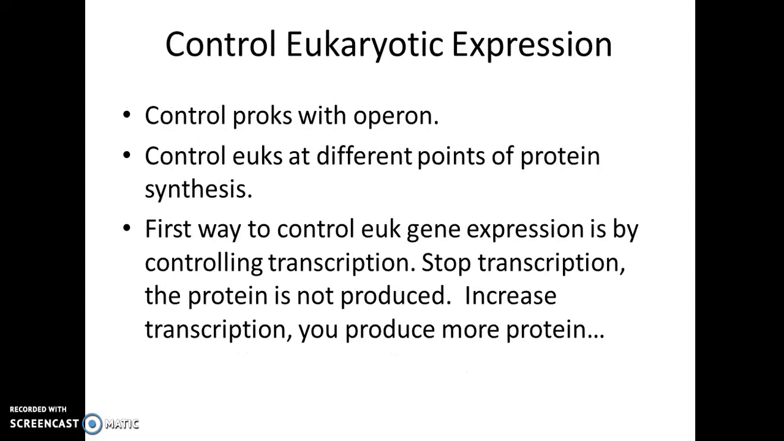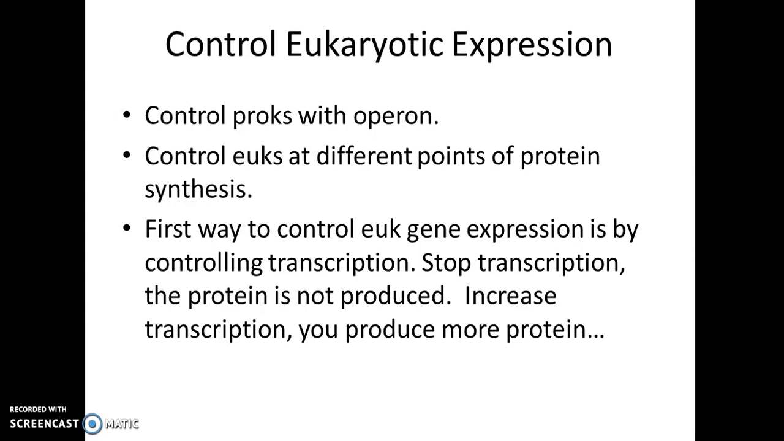So how do we control eukaryotic gene expression? Well, in prokaryotes, we controlled it with an operon, and that was simple. There was repressible, there's inducible. We're good. Maybe we have some CRP-cAMP going on there to increase transcription. However, control for eukaryotes can happen at different points of protein synthesis. So if you control any one of those points of protein synthesis, you will control gene expression.